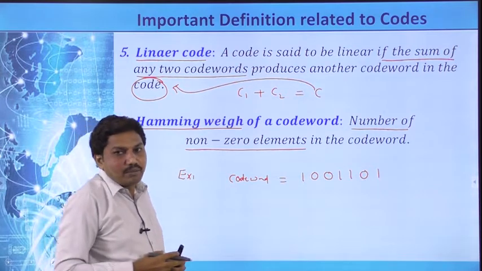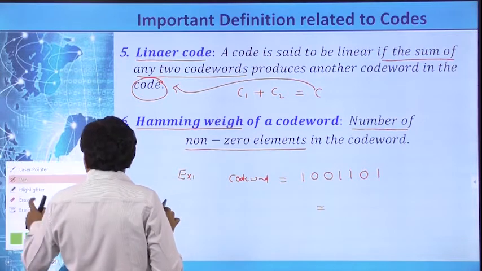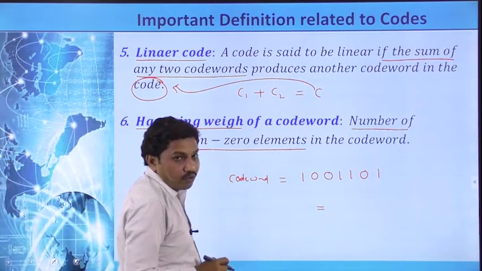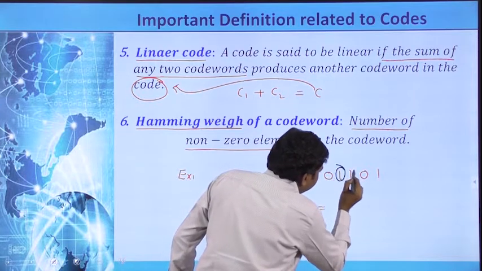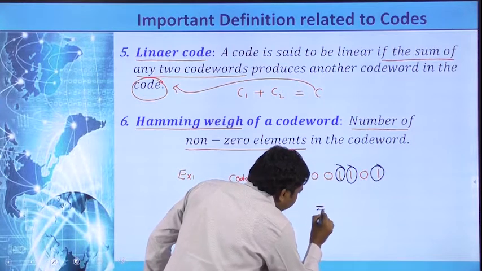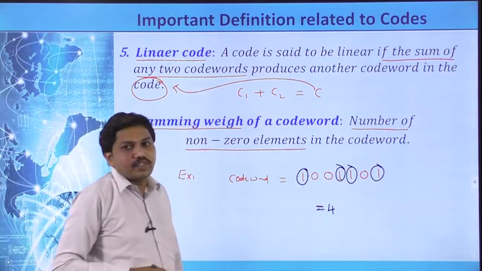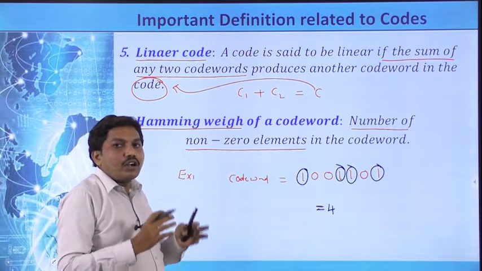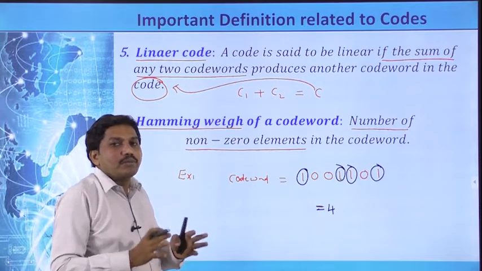How to calculate Hamming weight? Hamming weight means how many non-zero components are there in the code word. So here this is the first one, this is the second, this is the third, this is the fourth. So the Hamming weight of the code word is 4 because there are four ones. The number of non-zero components in a code word is called Hamming weight.